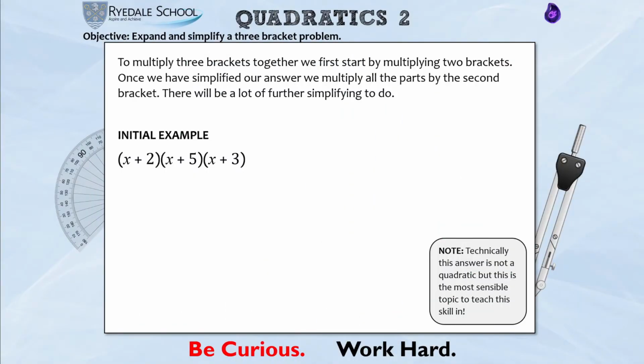So to multiply out three brackets, we are going to start with the bit of maths that we already know. We already know how to multiply out two brackets. So we're going to ignore the third bracket and we are going to multiply out the first two brackets and simplify that expression. And then you'll find we need to take everything in that new bracket and multiply it by the final bracket. So there's a lot to do. Lots of places you can go wrong with your signs very easily, and lots of simplifying to do along the way. So let's take a look at this initial example.